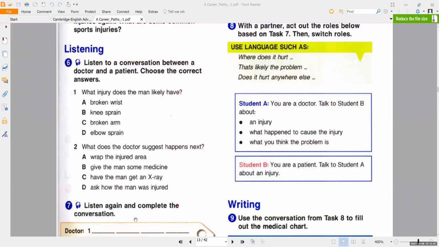Exercises 6 and 7, page 11. What seems to be the problem, Tommy? My arm really hurts. I see. Where exactly does it hurt? All over, but especially the elbow. Okay. Do you know what happened to make it hurt? I was playing soccer and fell on my arm. Yeah, that's likely the problem. Does it hurt anywhere else? No, just my arm. Okay. I think it's just an elbow sprain, but we'll take some x-rays to make sure.